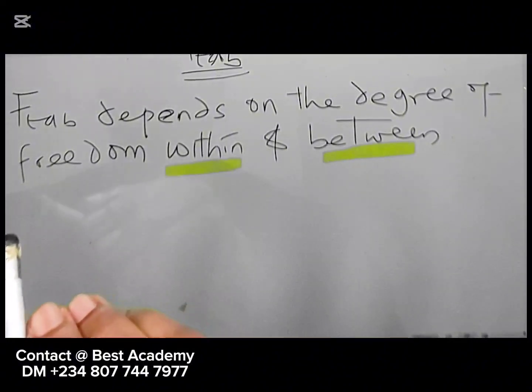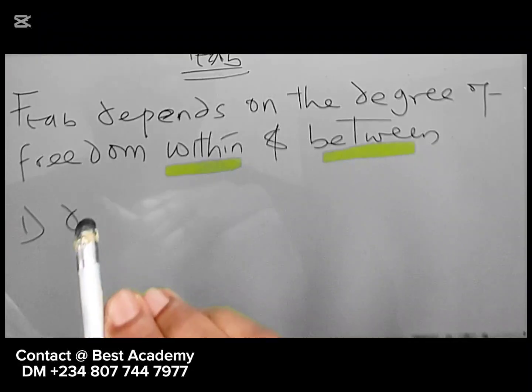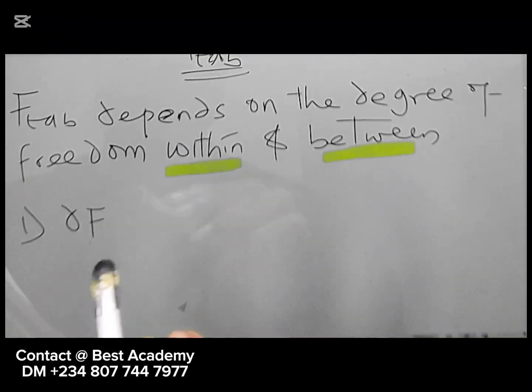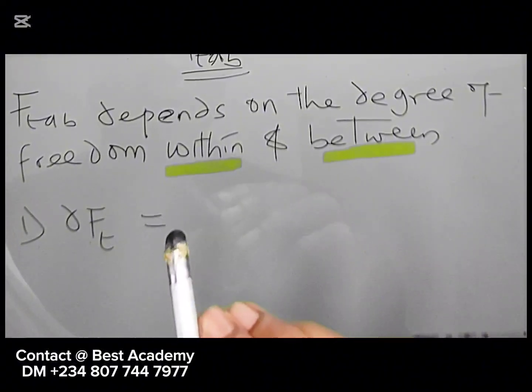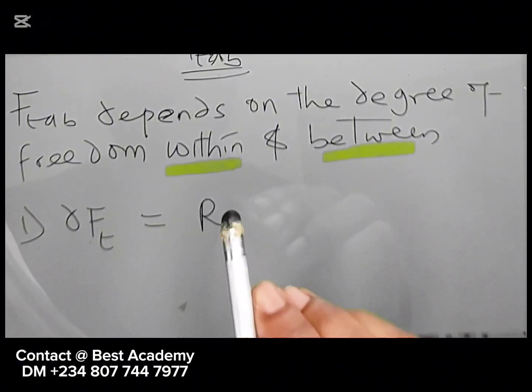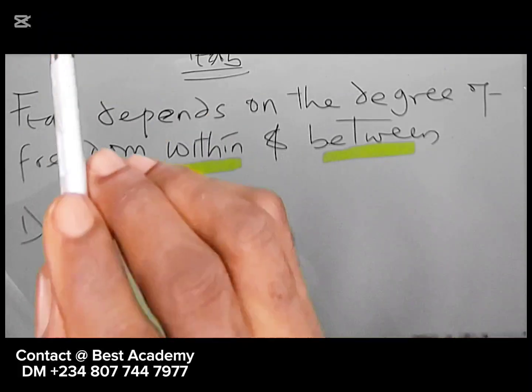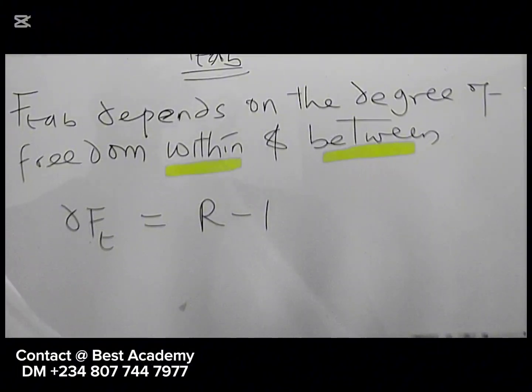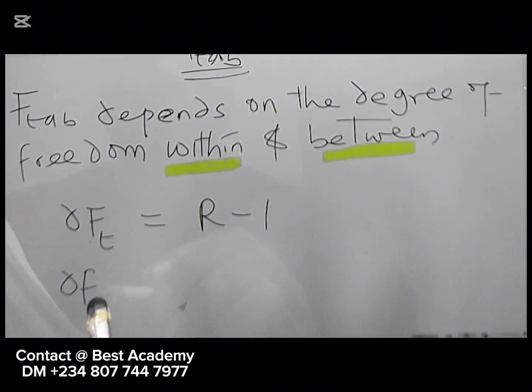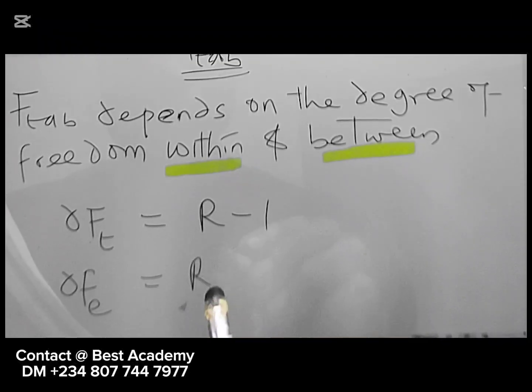Now the degree of freedom treatment, or between, is said to be equal to row minus 1, while the degree of freedom within, or error, is said to be row times column minus row. Please take note of that.